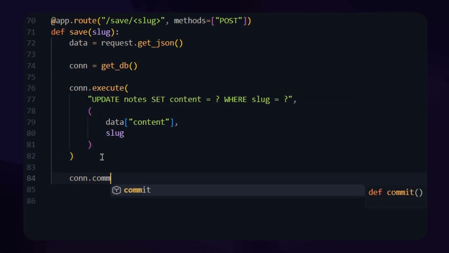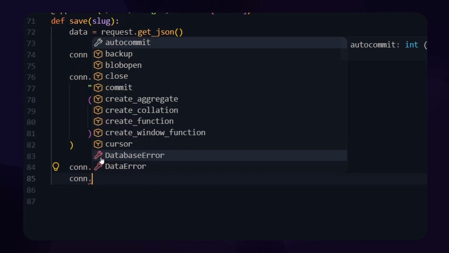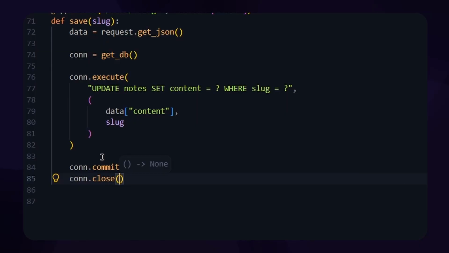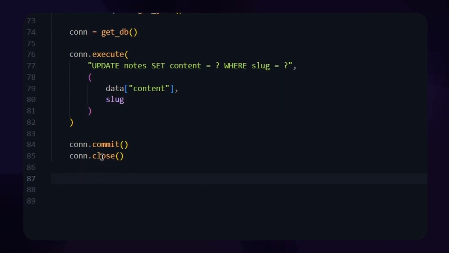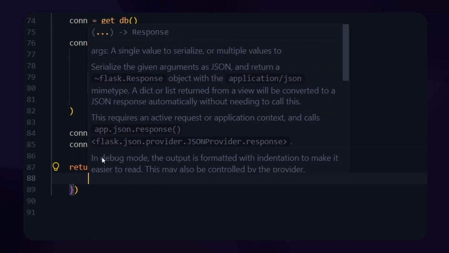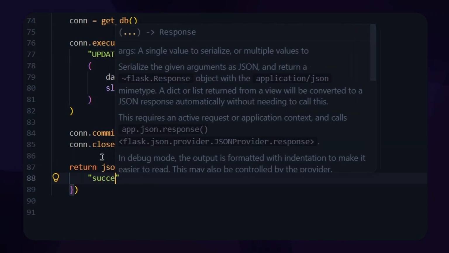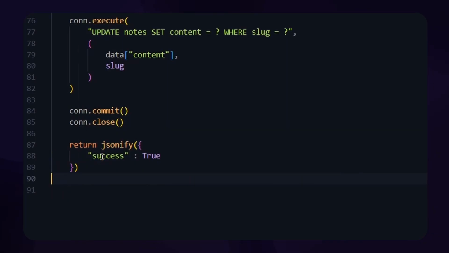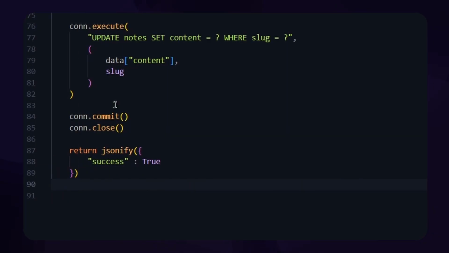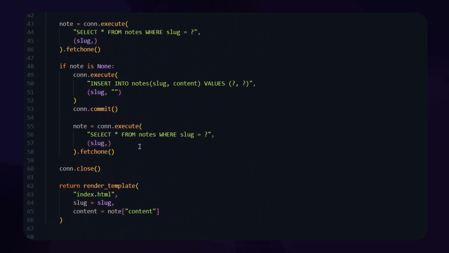Now we're gonna be committing to the database, so the changes get saved, and we're gonna be closing the database. Make sure you close the database, otherwise it's gonna keep on creating new threads, and after a while, when you're hosting it, it's just gonna run out of threads. Now we're gonna be JSONifying the success result, so we need to return that we successfully wrote the data. So this is another route that we created, and now we have 3 routes.